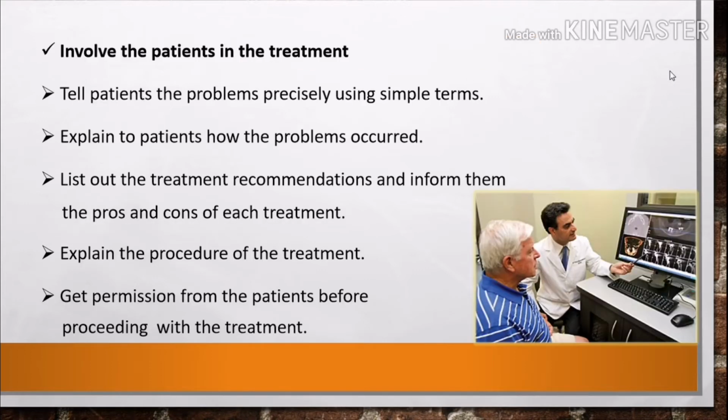The most important one is to involve the patients in their own treatments. First, tell the patients the problems precisely using simple terms, like ulcer rather than aphthous stomatitis, and explain to the patients how the problems occurred. Also list out the treatment recommendations and inform them of the pros and cons of each treatment. Let them decide on their own.